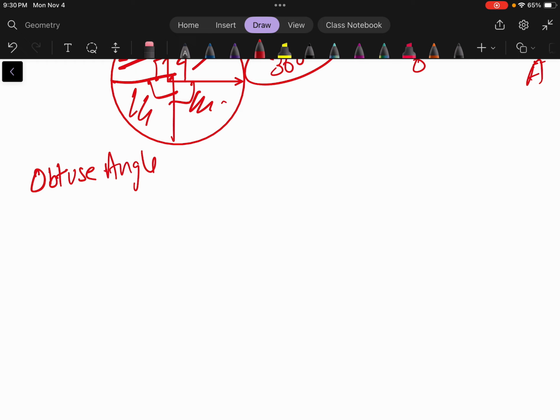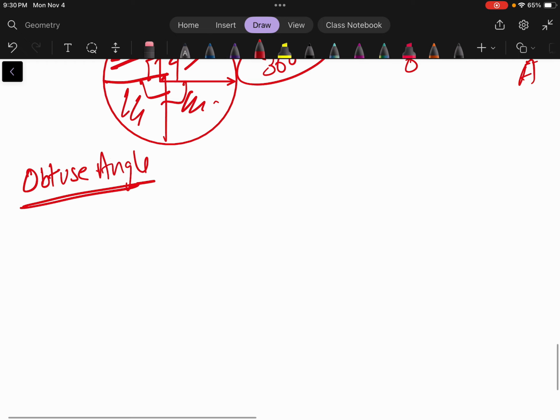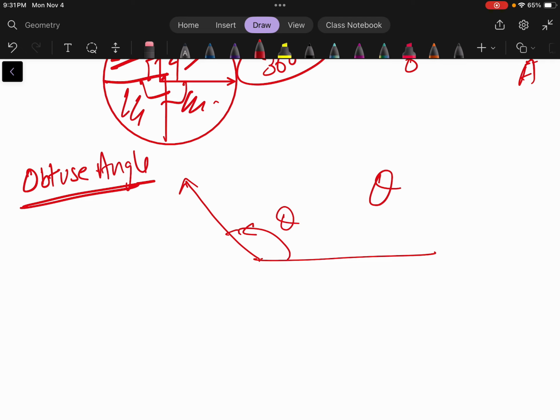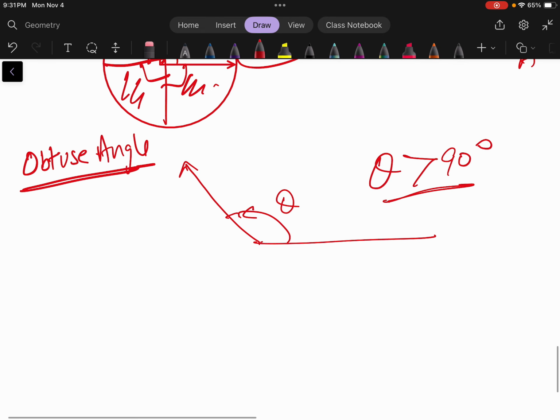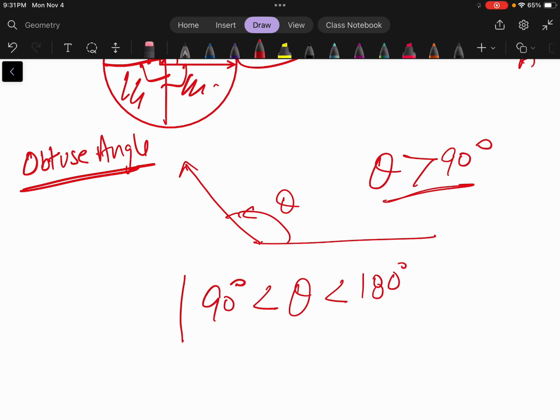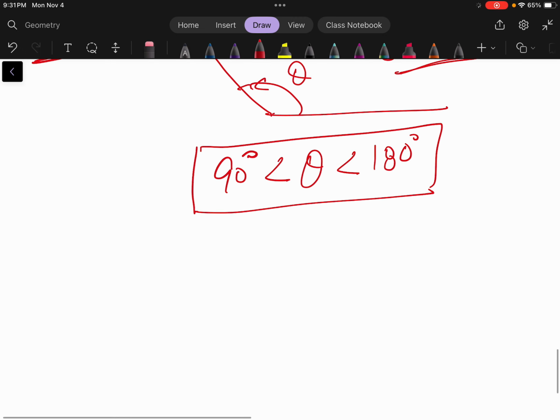Which angle? Obtuse angle. The obtuse angle is the angle theta that is greater than 90 degrees. So this angle is known as the obtuse angle. Another condition is that theta is less than 180 degrees and greater than 90 degrees. Clear?